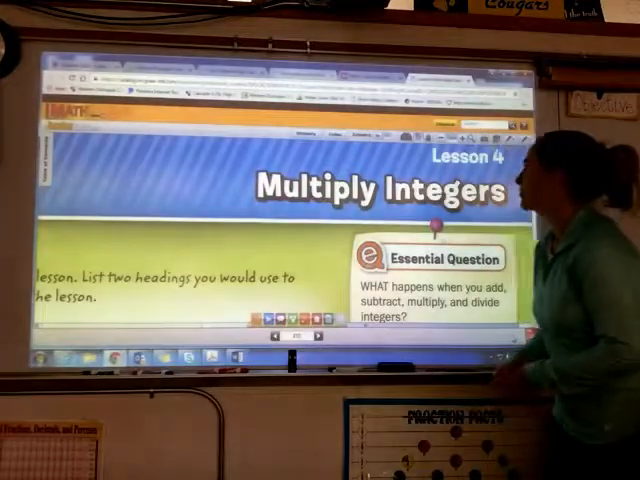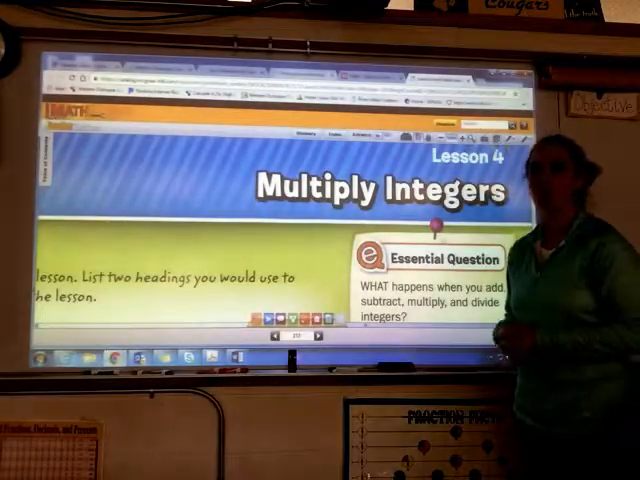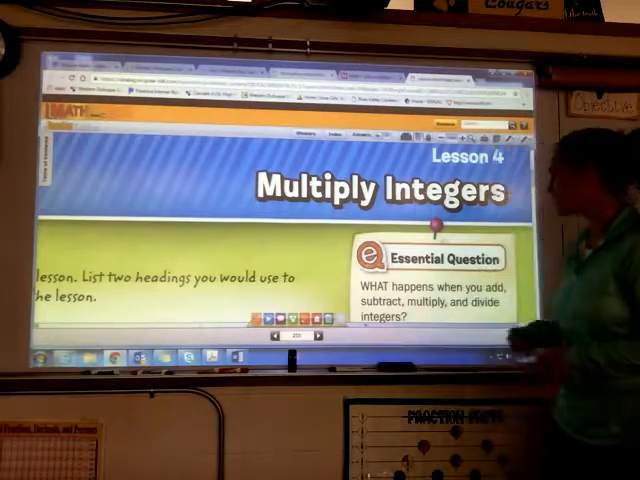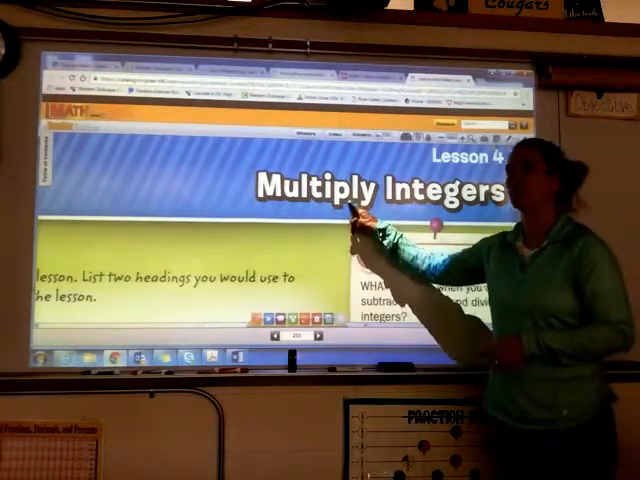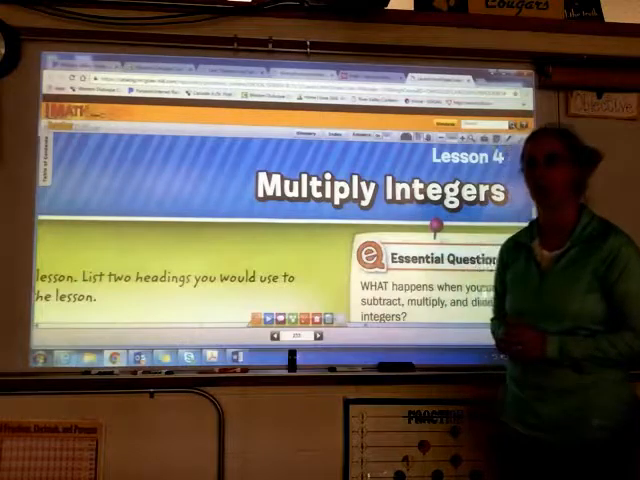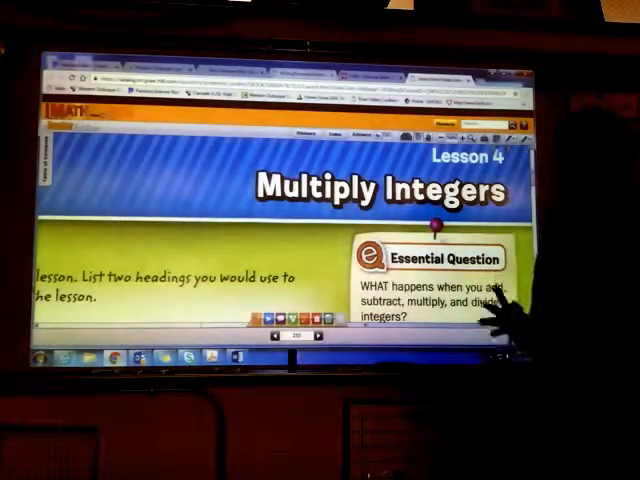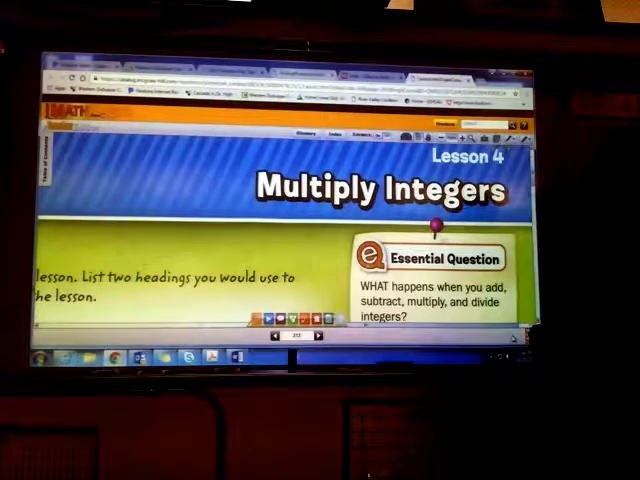Today's lesson in Chapter 3 is going to be Lesson 4, Multiplying Integers. Again, our essential question: what happens when you add, subtract, multiply, and divide integers? So today we're going to be focusing on the multiplication of integers. Remember, integers are your positive whole numbers and their opposites.